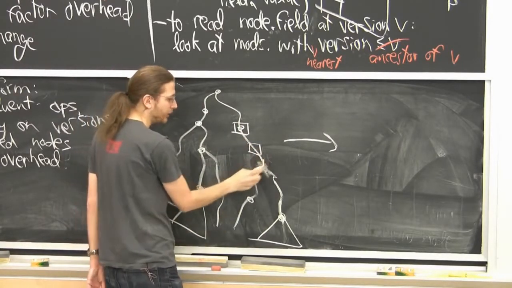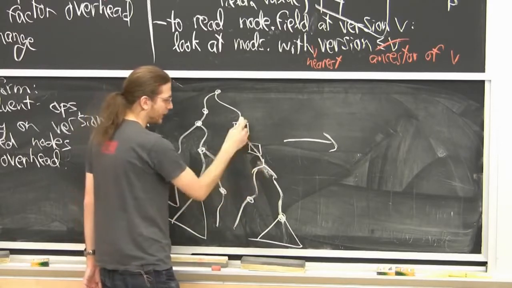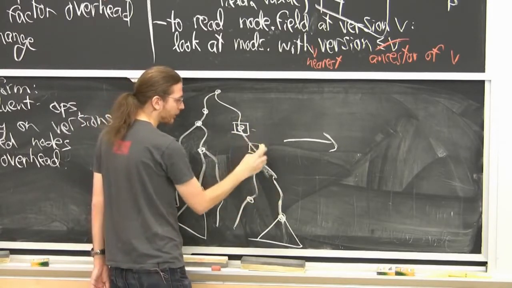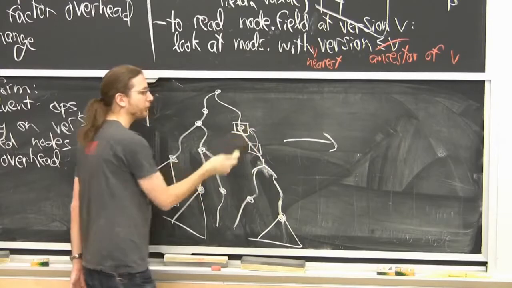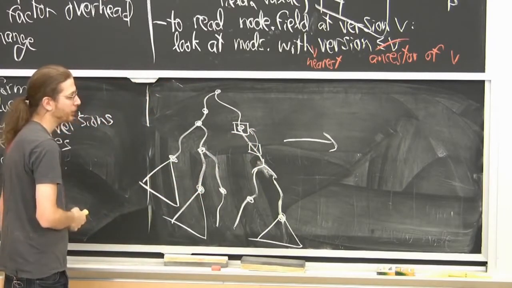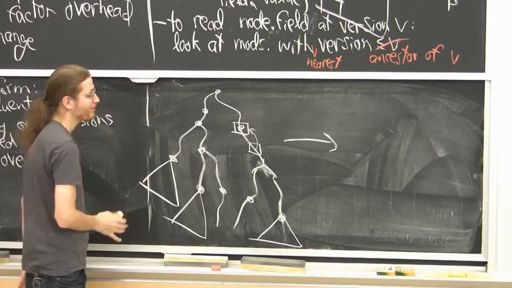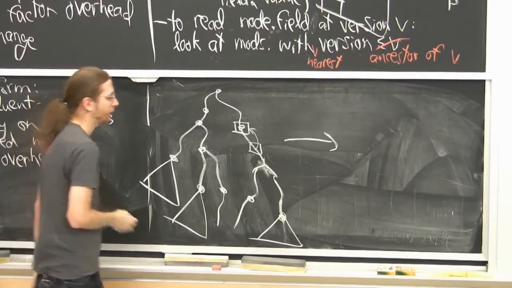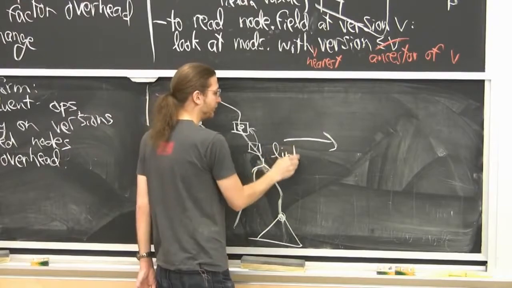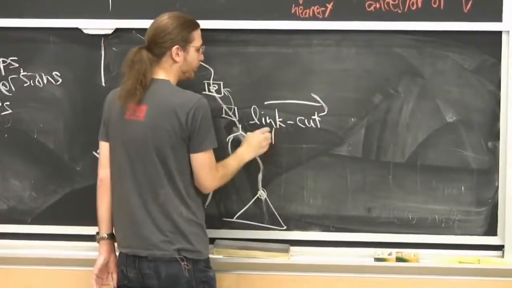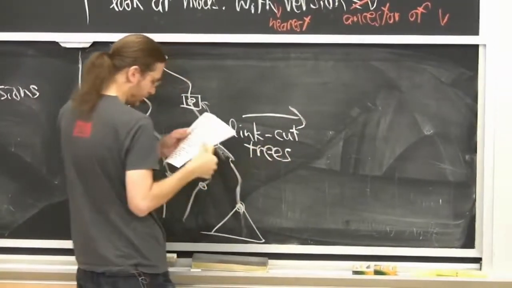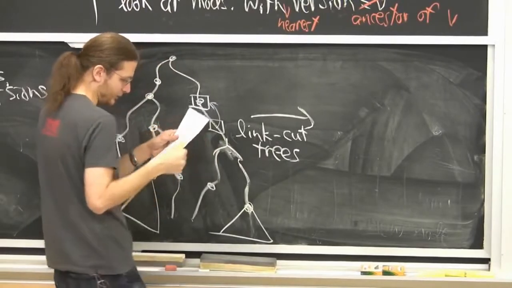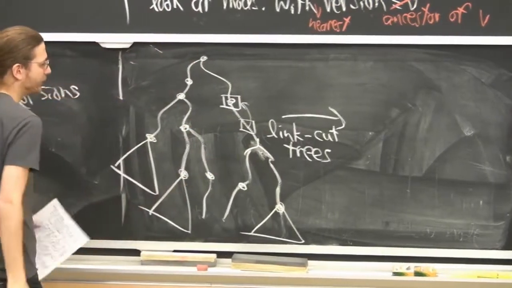A slightly harder case is it's a version in between two such changes. And maybe these are not updates. So I want to know what was the previous version where this node changed in constant time. It can be done, not in constant time, actually, in logarithmic time, using a data structure called link cut trees. Another fun black box for now, which we will cover in lecture 19, far in the future.